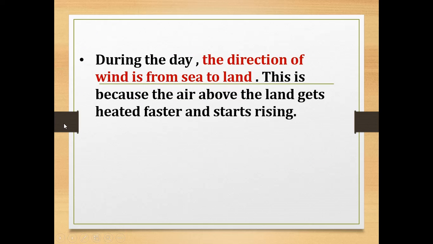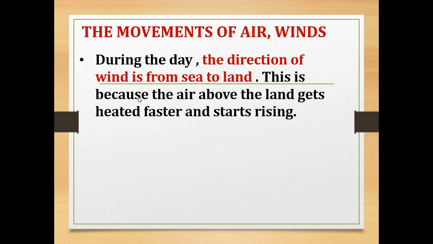And during the day, the direction of the wind is from sea to land. You have sea breeze and land breeze. So during daytime there will be a sea breeze, that is, the direction of the wind is from sea to land. This is because the air above the land gets heated faster and starts rising. So there will be a movement of wind from sea to land during daytime, which is called a sea breeze.